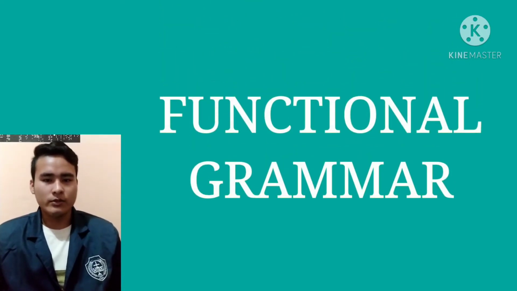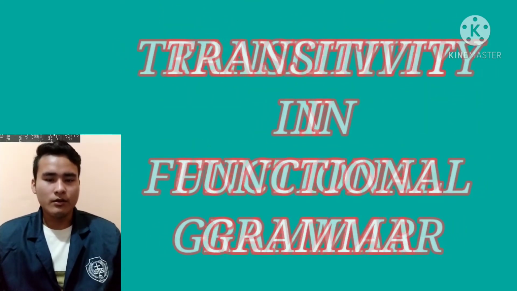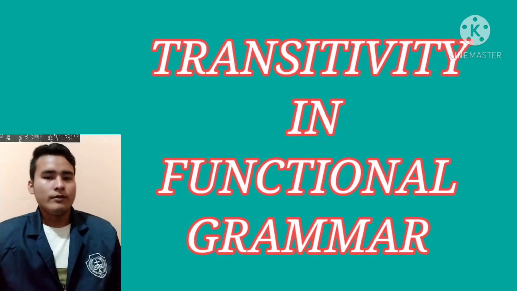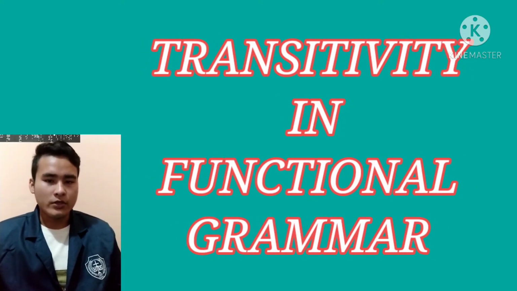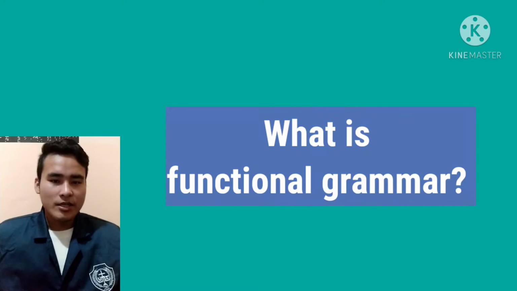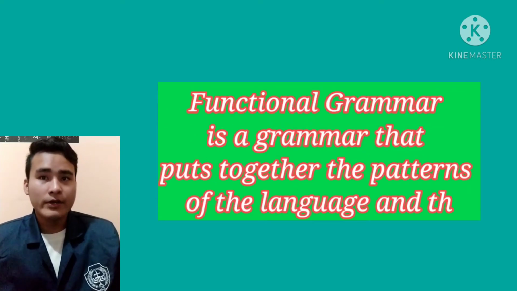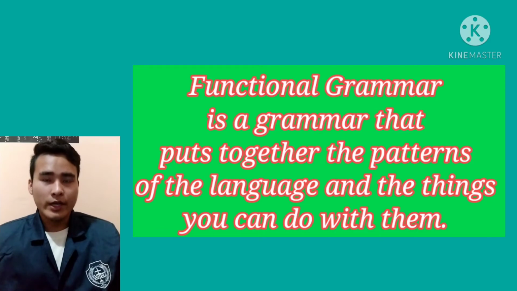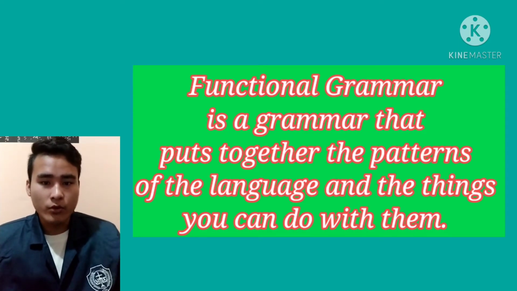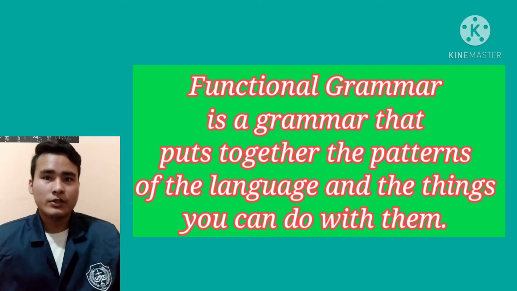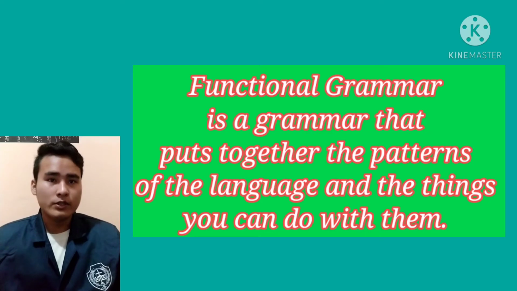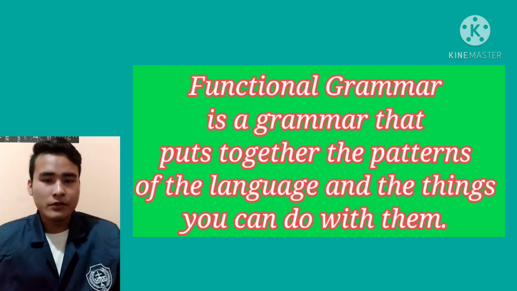And basically I would like to talk about transitivity in functional grammar. First of all, before we talk about transitivity in functional grammar, we must know first what functional grammar is. Functional grammar is a grammar that puts together the patterns of the language and the things you can do with that. It is based on the relation between the structure of a language and the various functions that the language performs. Functional grammar also describes language through an analysis of communicative meanings that learners will need in order to express themselves and to understand effectively.